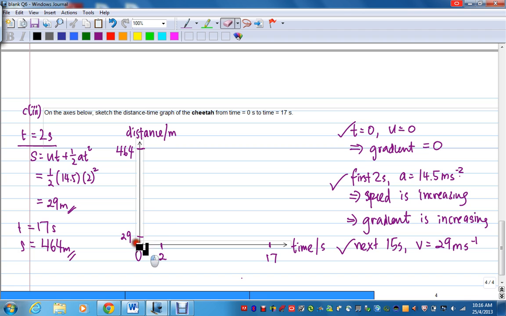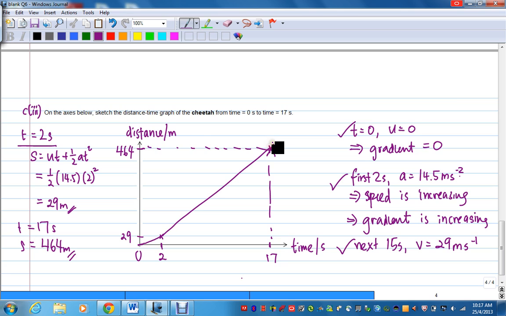So I'm going to draw this point again. I'm going to sketch the graph again. Initially the gradient is 0, then the gradient is increasing. Then after that, the gradient is constant for the next 15 seconds. So the next point is here. So the first 2 seconds should be a curve showing increasing gradient, and the next 15 seconds should be a straight line that shows constant gradient.